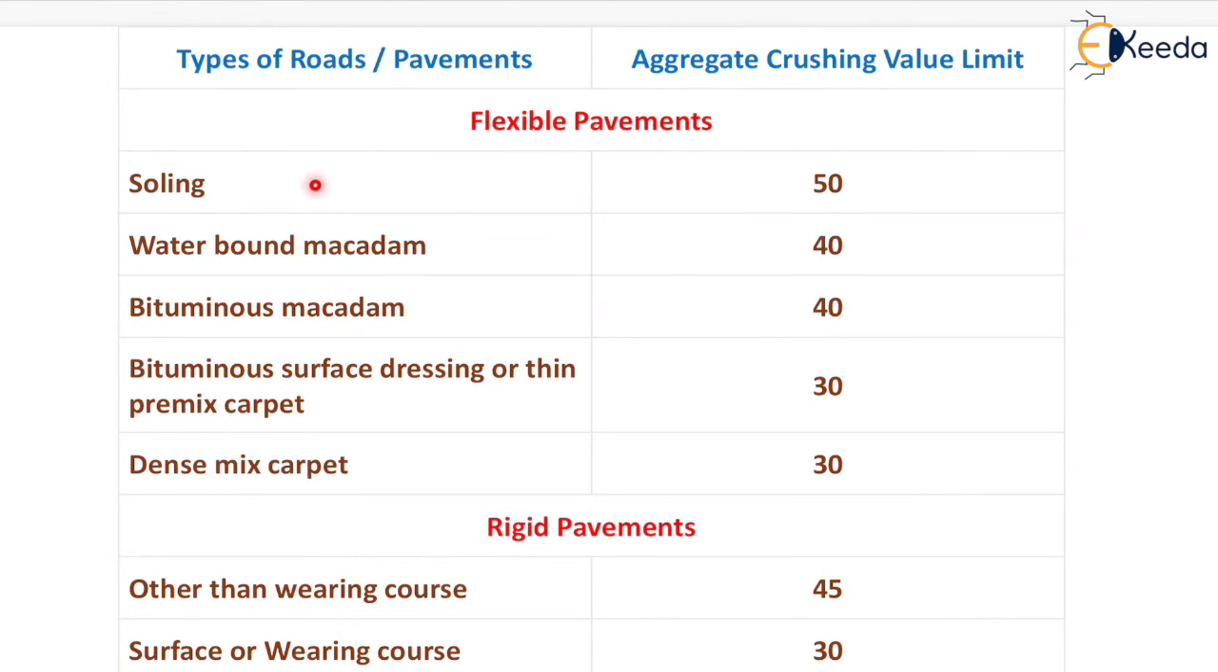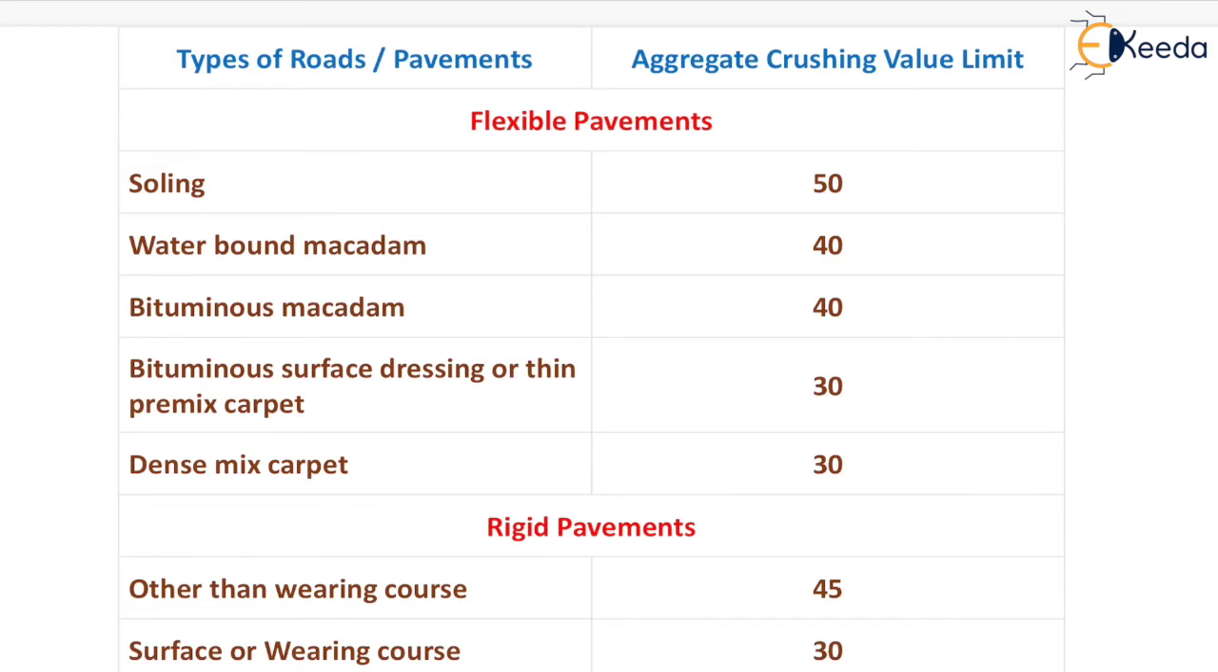Now for solving purpose, the aggregate crushing value will be equal to 50. For water-bound macadam, the aggregate crushing value will be equal to 40. Similarly for bituminous macadam, 40. For bituminous surface dressing or thin premix carpet, it will be equal to 30. For dense mixed carpet, it will be equal to 30.